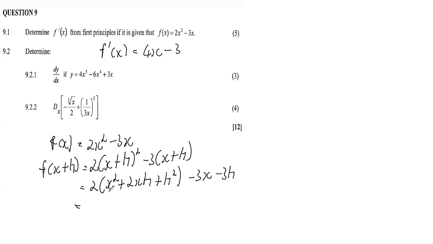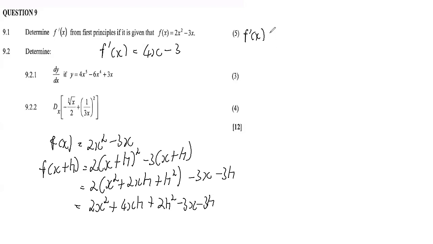So at this point, you can multiply inside with this 2. So that's 2x squared plus 4xh plus 2h squared minus 3x minus 3h. Yeah, so you have to be really in a good mood to do all of this stuff here. Otherwise, you're going to make a lot of mistakes.